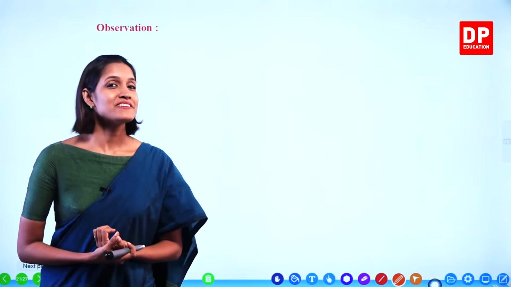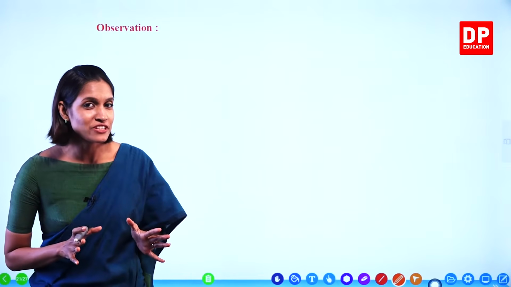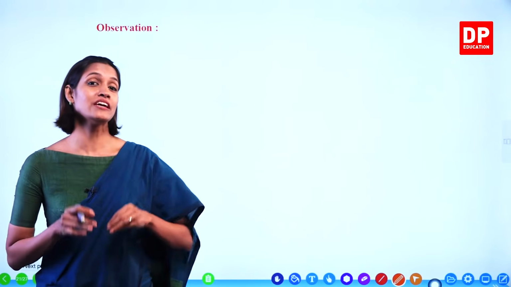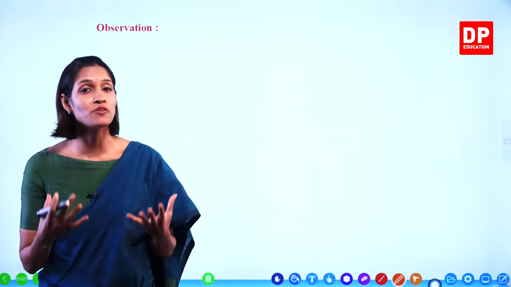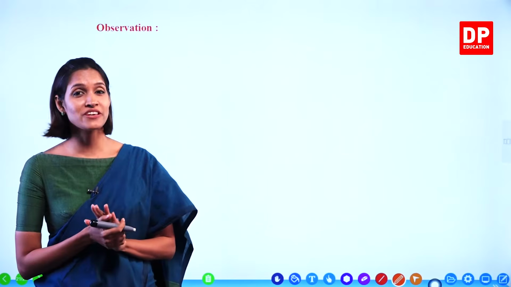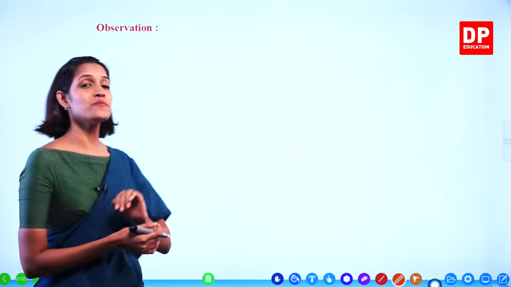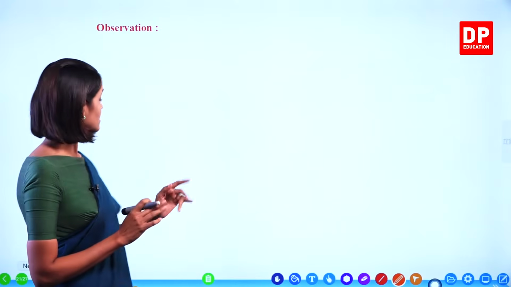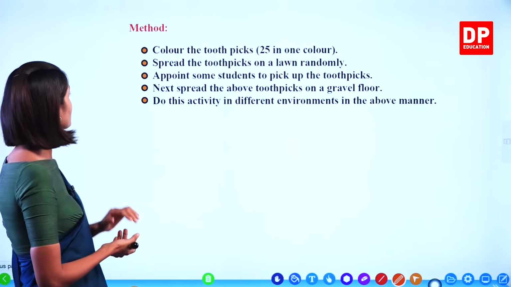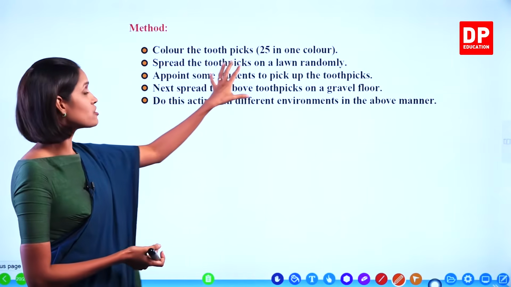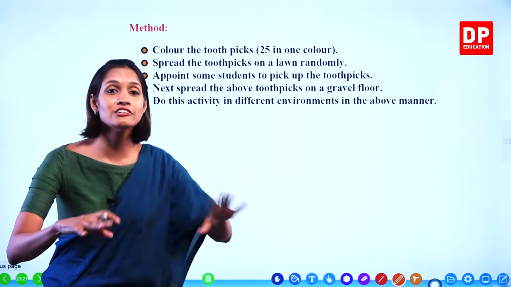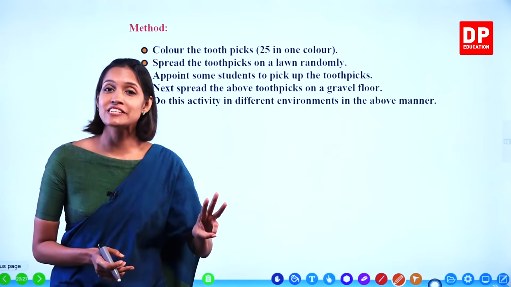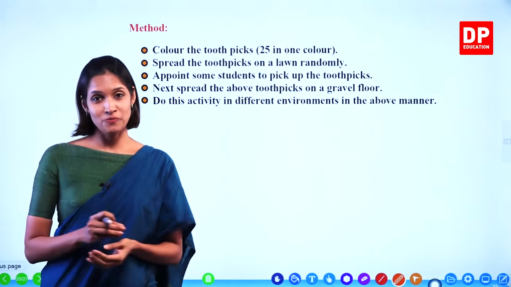Right, children? So did you enjoy the activity? I hope it was very clear how we did the activity and why we observed those types of observations. Okay. So what were the observations? So it was very clear. In the first instance, what did we do, children? Do you remember? We spread the toothpicks on a lawn, which means the green grass. Okay. So then we asked those 3 children to pick those toothpicks.